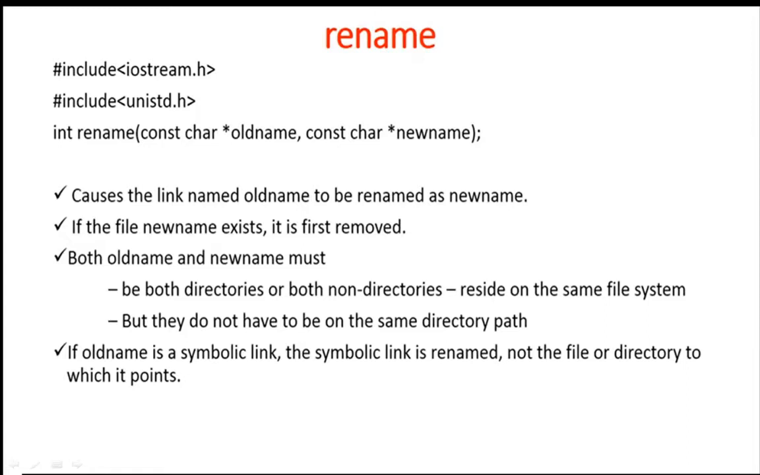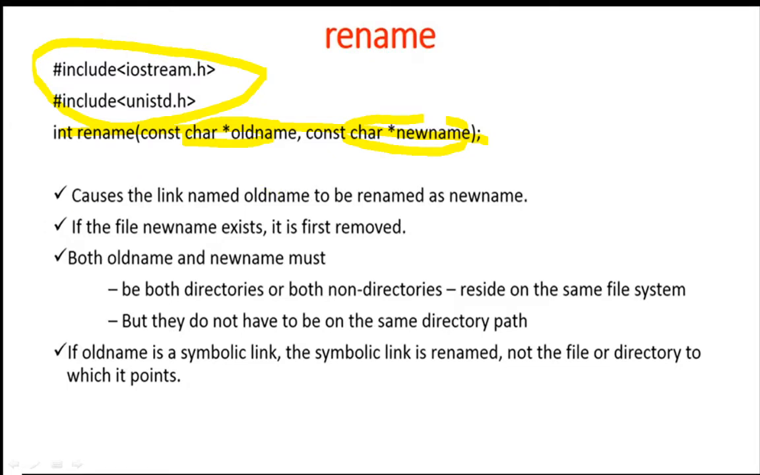The next API is rename. Here we are going to use the rename API for renaming our open file. This is the syntax for that renaming. Here you have to pass the old name and the new name. And to make use of this API, you have to include the two header files, that is iostream.h and unistd.h.